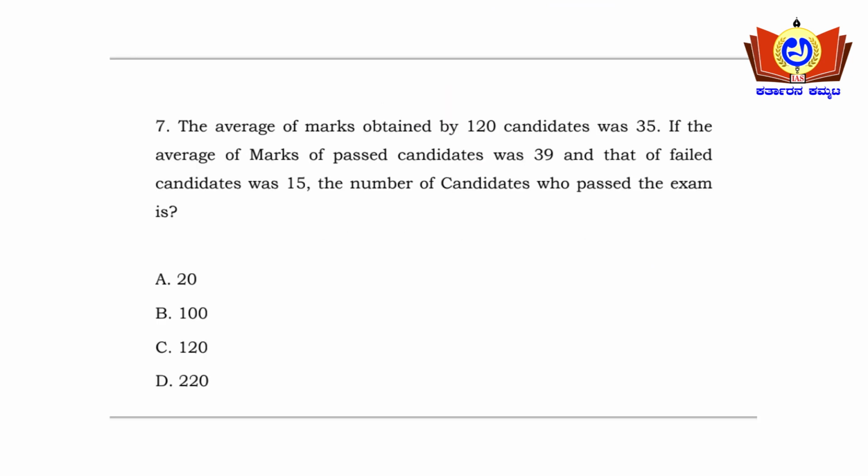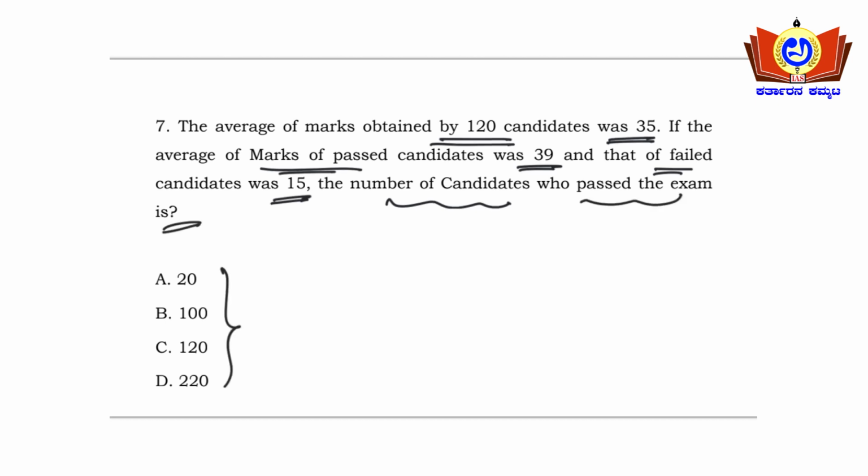The average of marks obtained by 120 candidates was 35. If the average marks of passed candidates was 39 and that of failed candidates was 15, the number of candidates who passed the exam is. Okay, so we shall solve it on the next page.